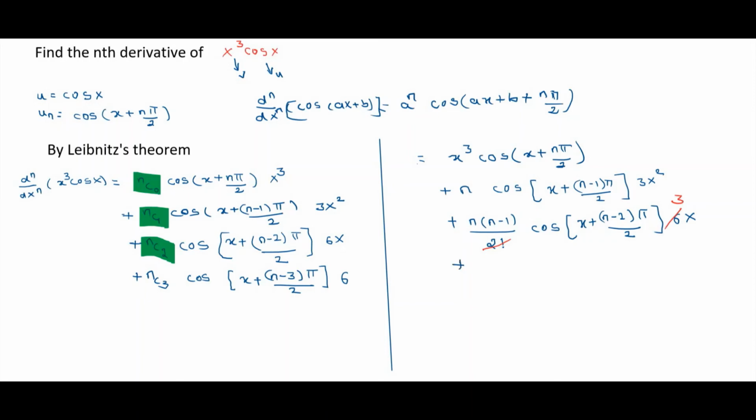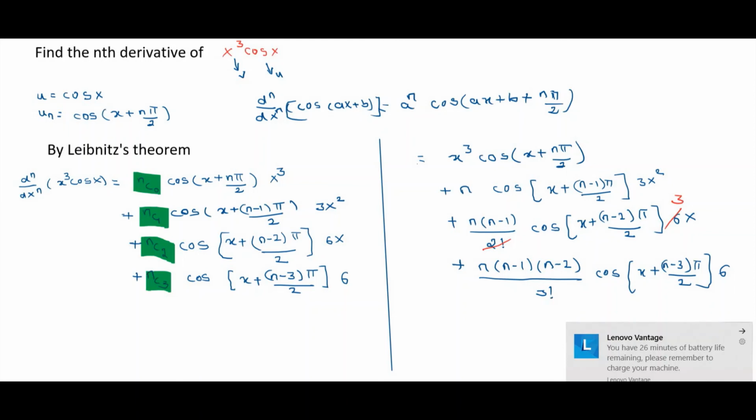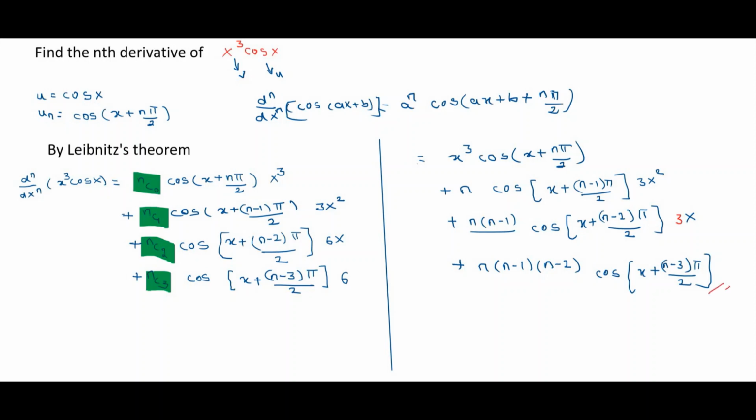Next step is the last step, that is plus. What is the value of nC3? nC3 value is n into (n minus 1) into (n minus 2) divided by 3 factorial, cos(x plus (n minus 3) into pi divided by 2), bracket complete, 6. But here 3 factorial is nothing but 6, and this 6 gets cancelled. So write down the remaining terms. This 2 factorial gets cancelled and in place of this 6 we are left with only 3, so this is 3x, and this 3 factorial gets cancelled with the 6. So this is the required solution. This is the last step.